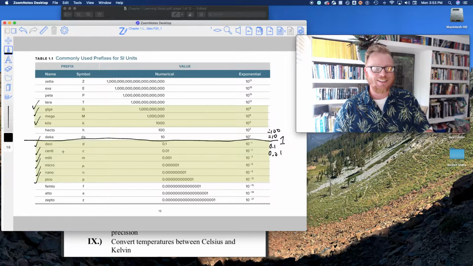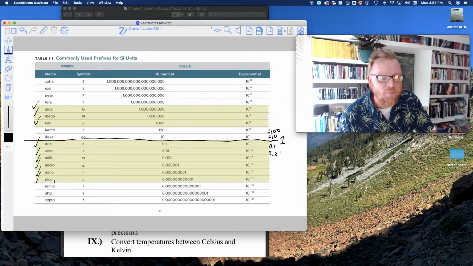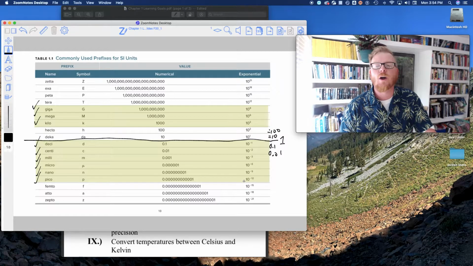Deci is 1/10. Centi is 1/100th, 1 over 100. Milli is 1 over 1,000. Micro is 1 over 1,000,000. Nano is 1 over 1,000,000,000. And pico is 1 over 1,000,000,000,000.